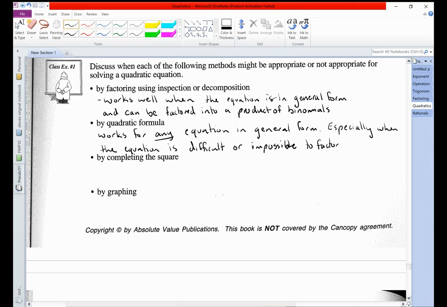Completing the square, we have seen in the past that it doesn't work very well for the general form of the equation, but it works well when our equation is in standard form.